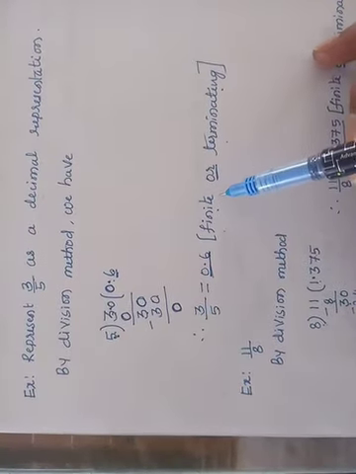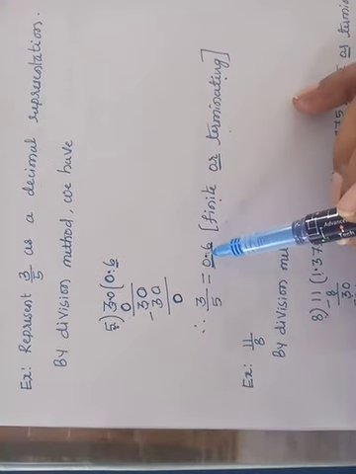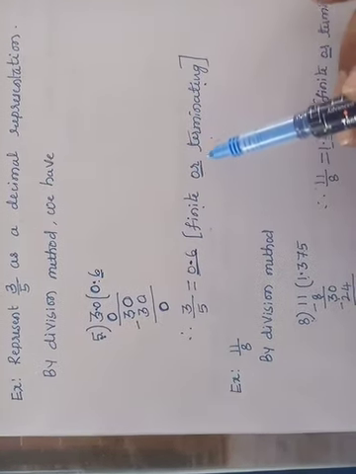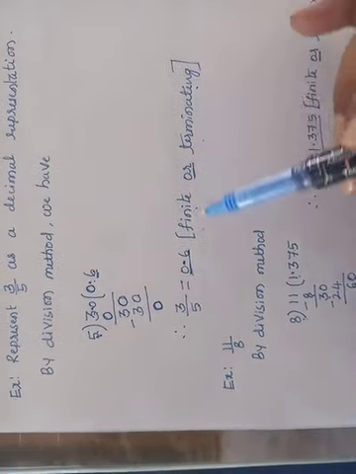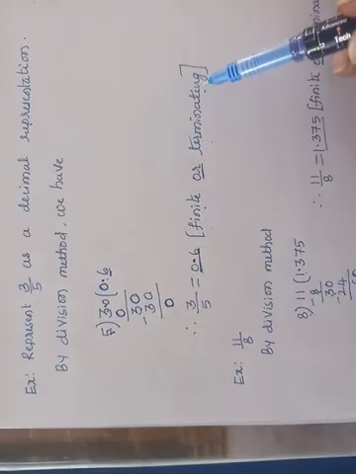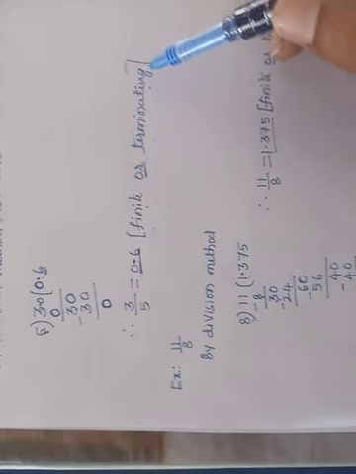This is finite or terminating. Finite means after the decimal point there is only one digit, so that is a finite number of digits. Or terminating is nothing but what? There is an end. Here the remainder becomes 0. So this is a finite or terminating decimal expansion.